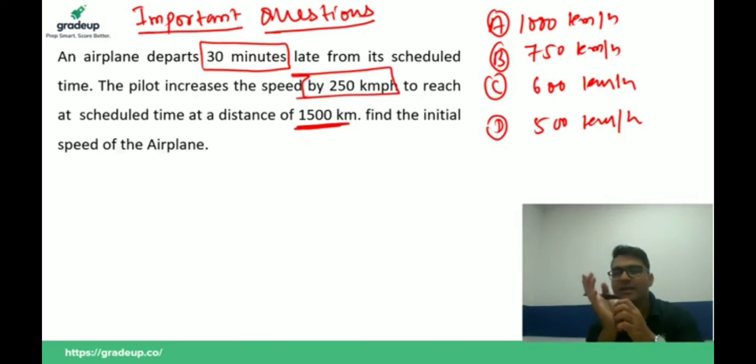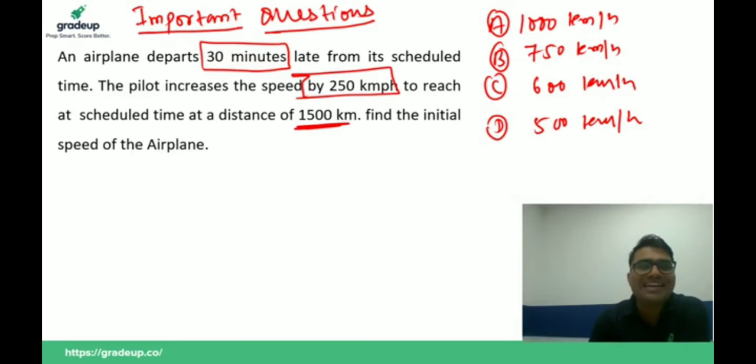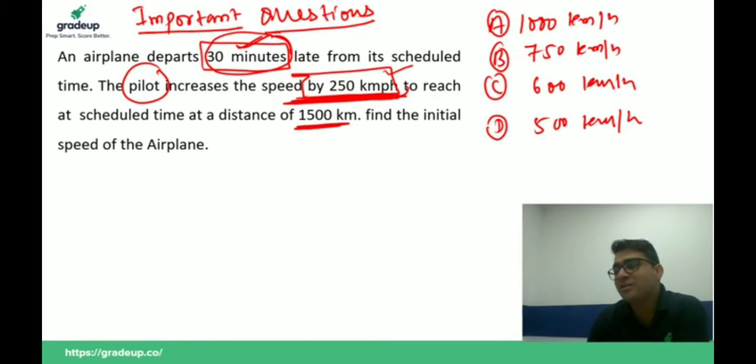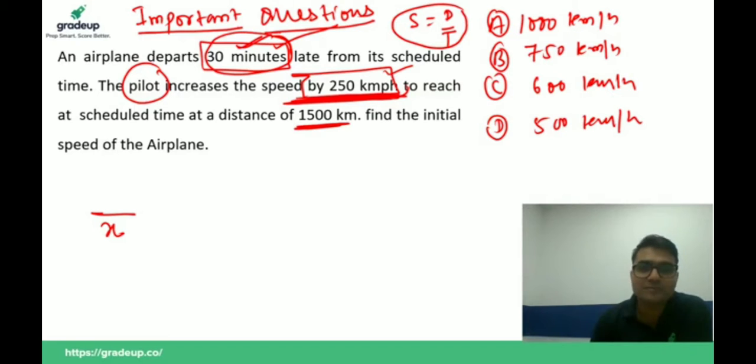Now, guys, listen carefully. In this question, you have been given that the aeroplane departs 30 minutes late. And guys, to cover this 30 minutes, the pilot increases the speed of the airplane by 250 km per hour. That means the difference between the time taken at the initial speed and the time taken at this speed should be 30 minutes. All right. Let the initial speed of the aeroplane be x. As you all know, speed is equal to distance upon time, and time is equal to distance upon speed. Let the initial speed be x and the distance, as you all know, is 1500.